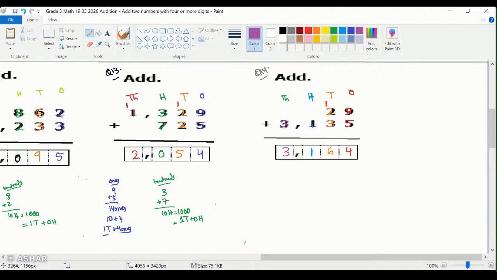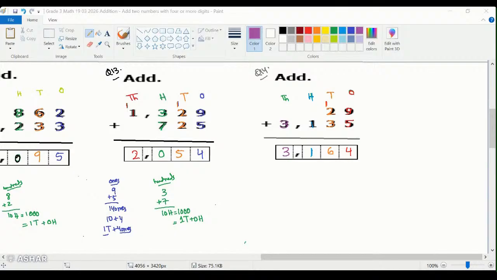Let's try some questions from the test. Grade 3, chapter 2 test. Okay. The first question that we have says add the numbers together.